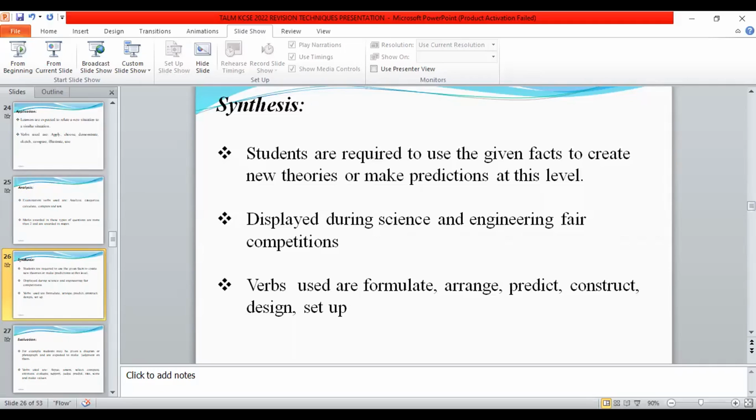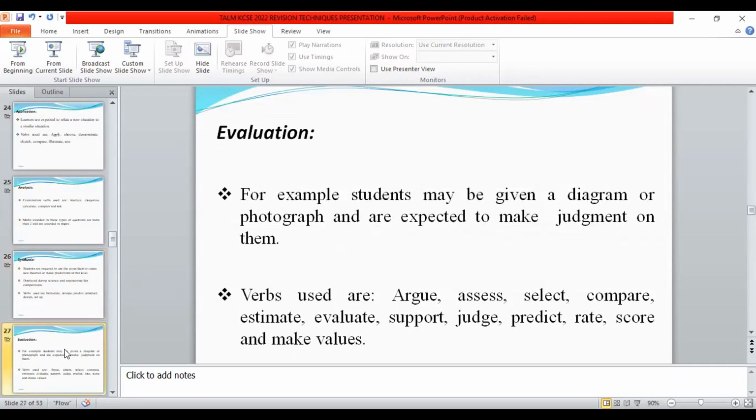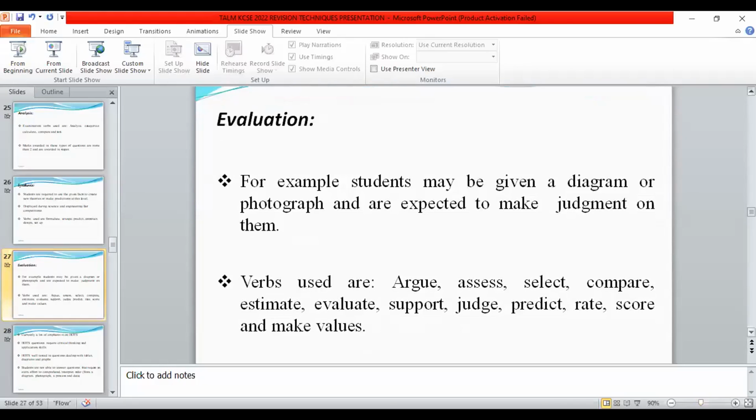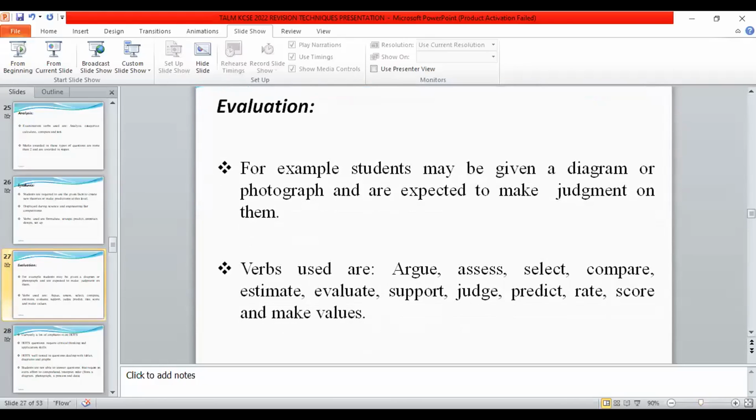Then lastly, we have evaluation, whereby in evaluation, this is the ability of giving values and then making a reasonable judgment out of them. And we have several areas where evaluation has been tested. And one thing I want you to appreciate, my colleagues, is that our learners may not be understanding these levels.